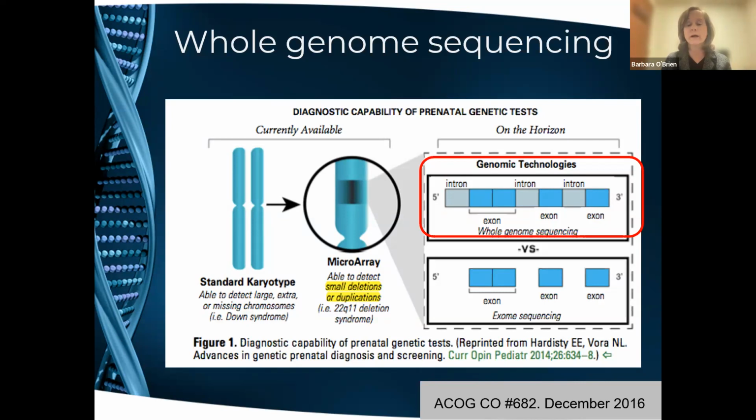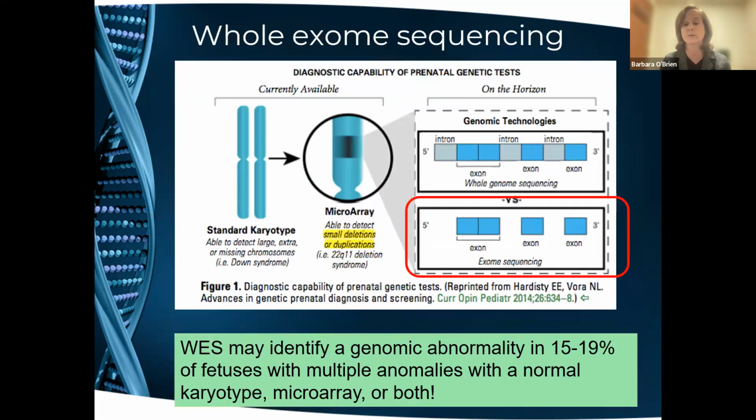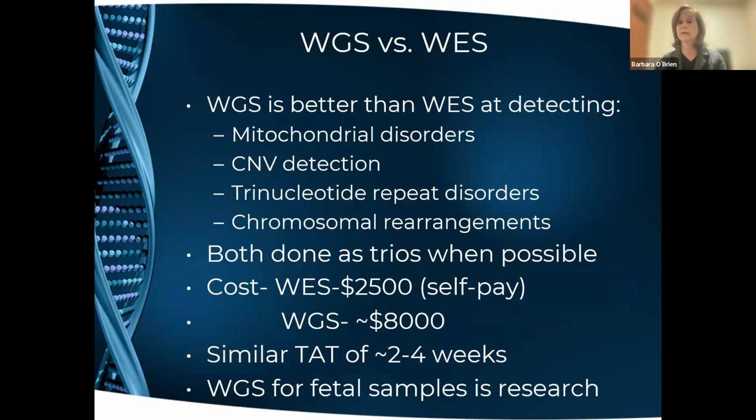And then we have whole exome sequencing. You see it highlighted in red there, where we walk down every sequence in the exons, which are the protein coding regions of the gene. Whole exome sequencing may identify a genomic abnormality in about 15% of fetuses who have multiple anomalies with a normal karyotype and a normal microarray or both. So you certainly get an additional yield when you have normal testing in a fetus with one or multiple anomalies. And we are performing whole exome sequencing in a proportion of our cases right now.